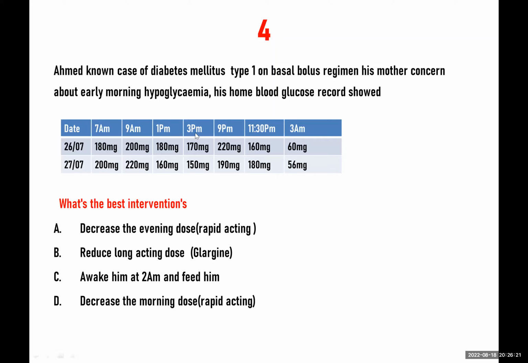This child at 7 a.m. has blood glucose on the higher side. At 9 a.m. it is normal. At 1 p.m., 3 p.m., 9 p.m., 11 p.m., so bedtime is normal. Then at 3 a.m. he is having hypos, and then early morning hyper. So what is the best intervention you are going to do?